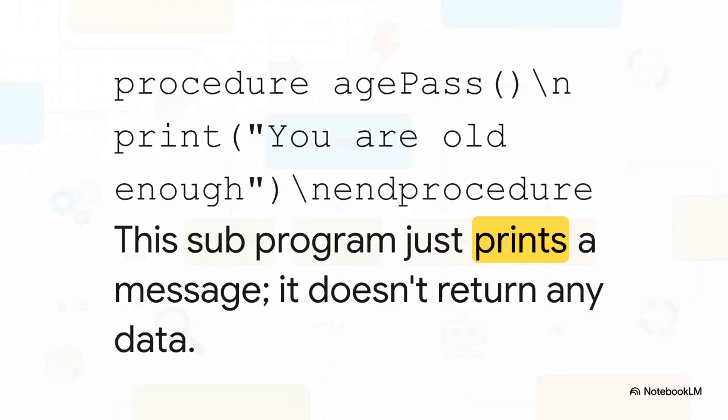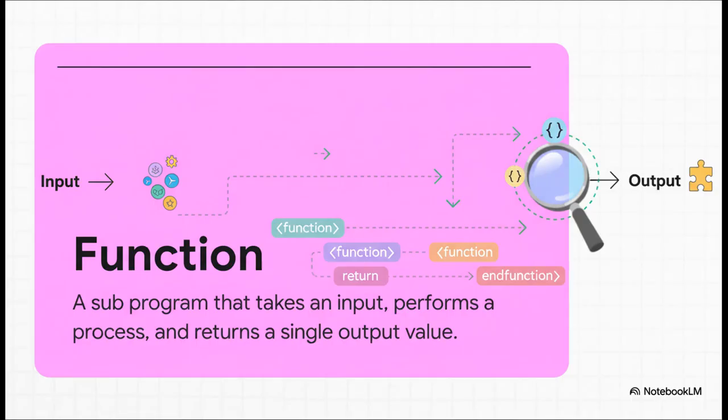This procedure, agePass, has one very simple job: print the message "you are old enough." It follows a command, but notice what's missing. There's no return keyword. It doesn't send any data back to the main program, it just performs an action, and it's done. Now let's flip over to functions.